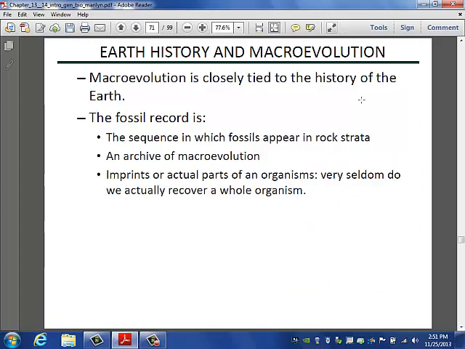So macroevolution is closely tied to the history of the Earth. Again, the fossil record is the sequence of which fossils appear in that rock strata. The older ones are where? On the bottom. The younger ones are at the top. An archive of what we call macroevolution. So imprints or actual parts of an organism; very seldom do we exactly recover a whole organism.